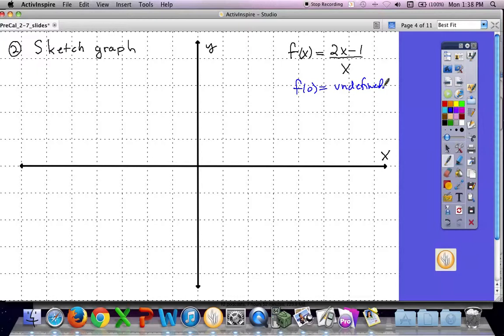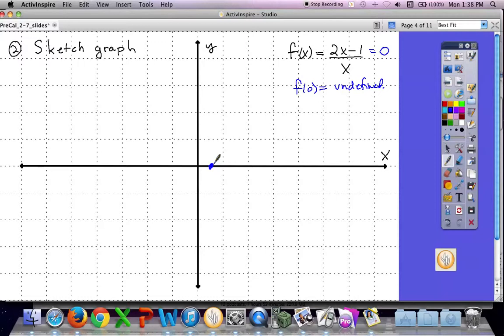Second, find the 0 of the function, meaning find the 0 of the numerator. And if you solve that, 2x minus 1 equals 0, you would get x equals 1/2. So x equals 1/2.